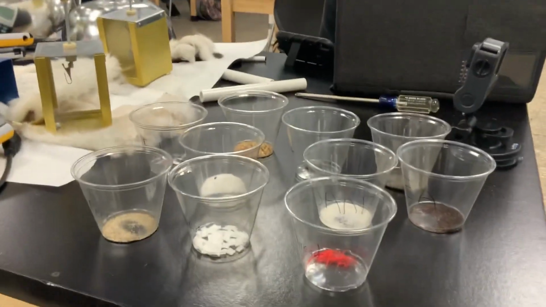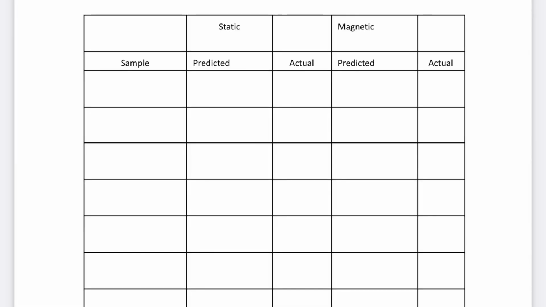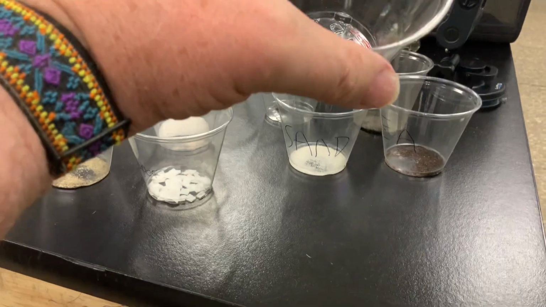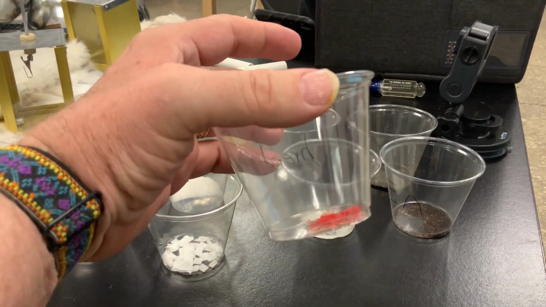Okay, so for this lab, you're going to start and open up the lab, and there'll be a chart. On the chart, you're going to need to list all of the different samples. There are 10 samples. Your chart has more lines than that. So I'm going to call out the samples, and y'all write them down.